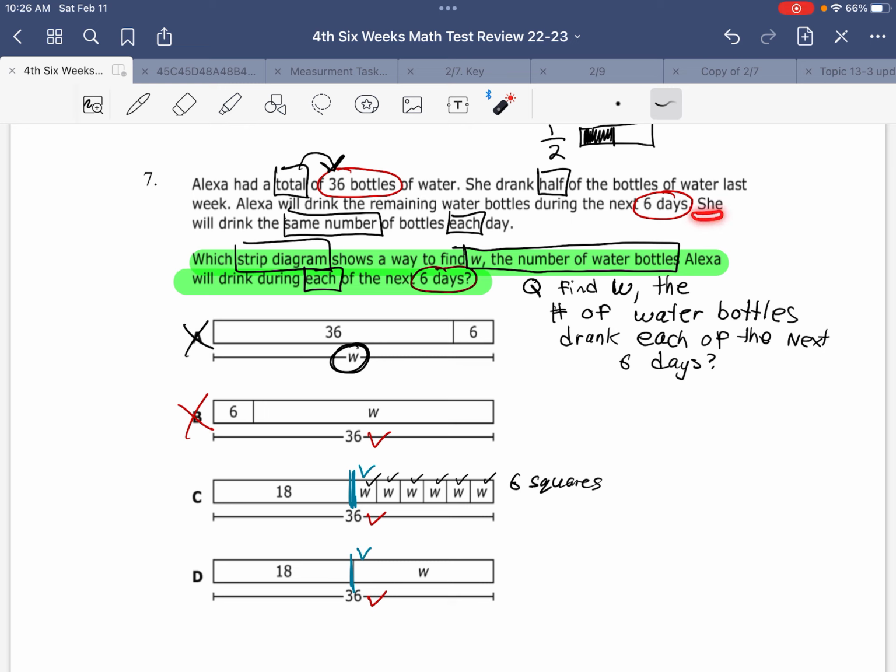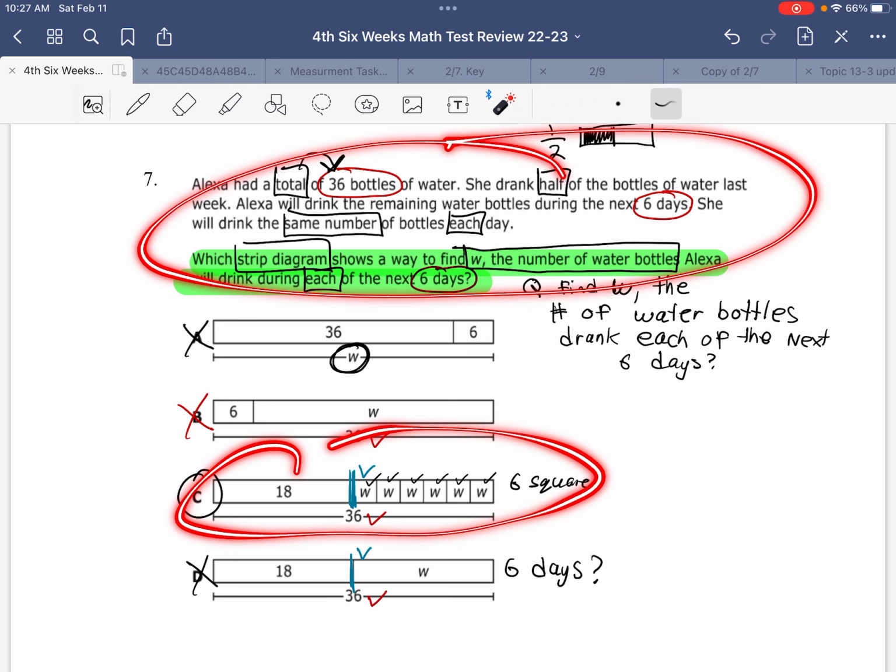Then it says she will drink the same number of bottles each day. If I look at C, W, if I look at what W means, it means the number of water bottles Alexa will drink each of the next 6 days. Well, they said that she drinks the same amount. So that's why it has a W here for all the 6 days. Okay. D does not have that. D just has one W, but where are my 6 days? So I want to put here 6 days question mark because there's no 6 days there. So my answer would have to be C. Okay, it had everything the story was telling me.